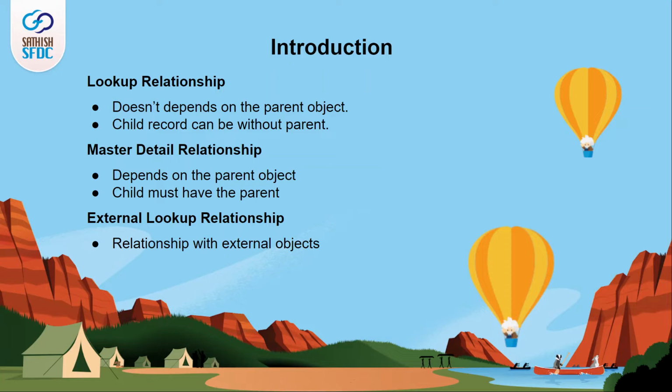The lookup relationship is just a reference. It can even be blank or null. But in master detail, as I already said, parent is must. An external lookup relationship links a child object to a parent external object. Let me explain master detail relationship and lookup relationship through a demo.